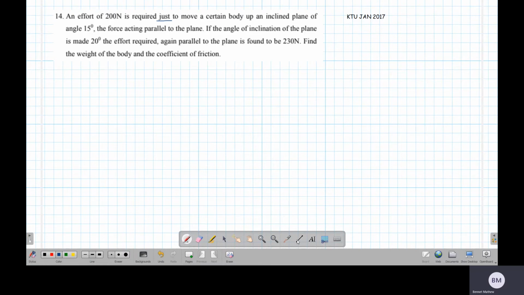So it is always helpful to have a diagram, it is easy to visualize. A plane which is inclined at 15 degrees. There is a body here. The body will definitely have some weight, which will be acting downward. To move the body up, there is a force acting on the body which is trying to move the body up.